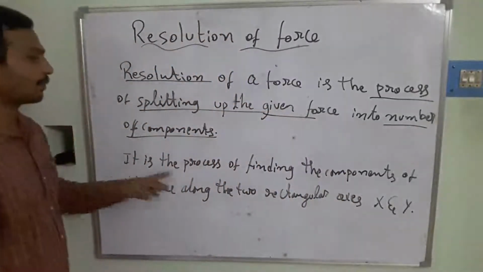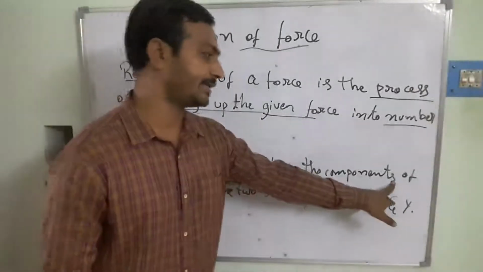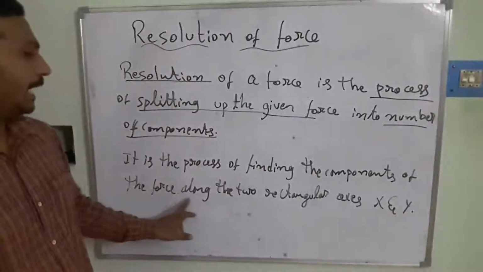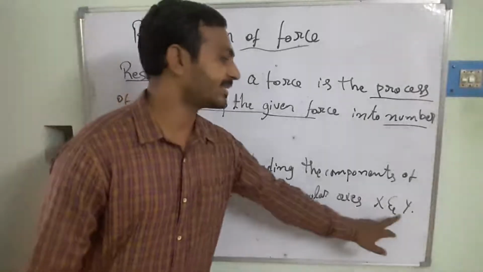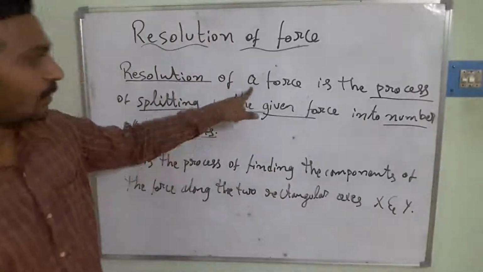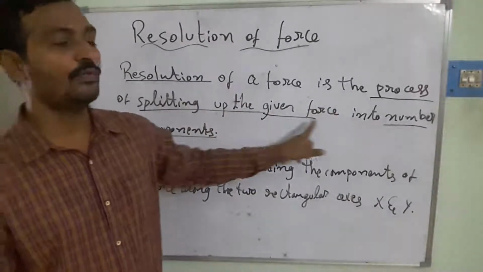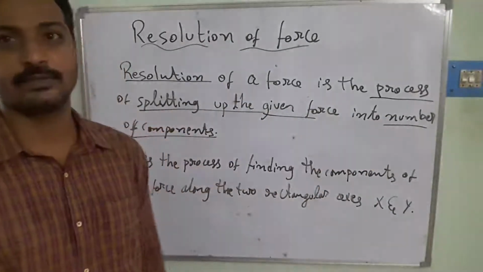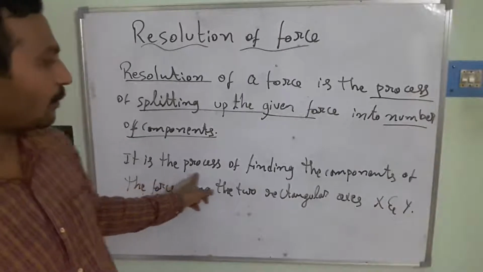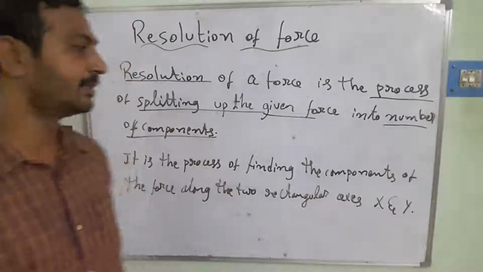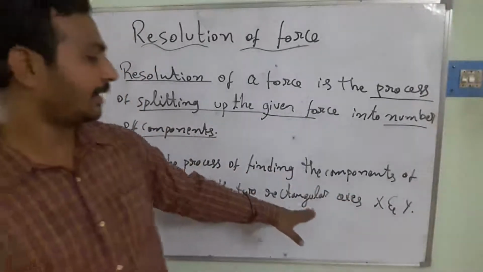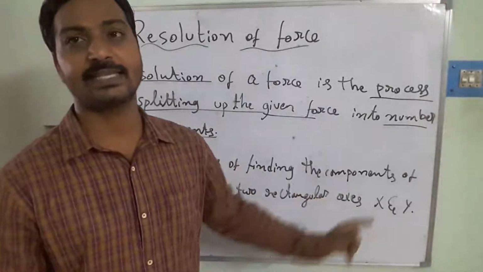So here it is the process of finding the components of the force along the two rectangular axes, x as well as y. In this case, we define it as the process of splitting up the given force into a number of forces. So the process is finding the components of the force along the rectangular axes x and y.